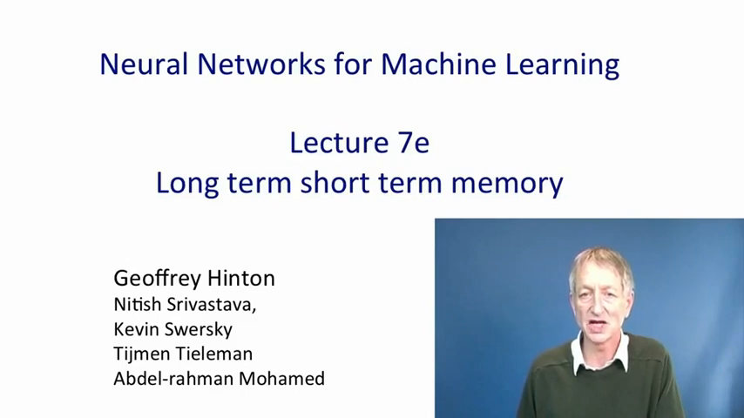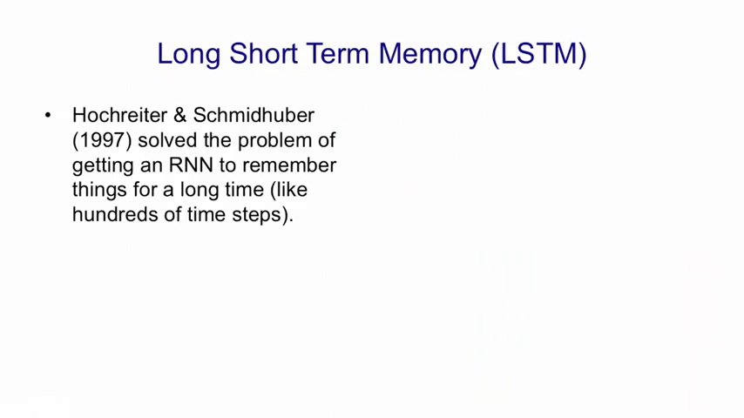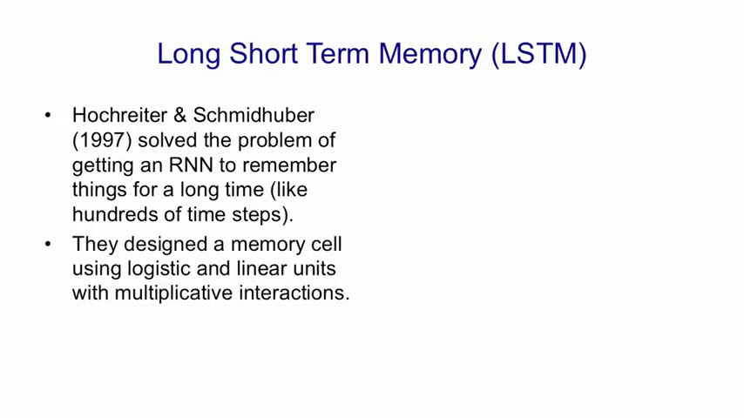with the remembered state. Long short-term memory has been very successful for tasks like recognizing handwriting, where it's won a number of competitions. In 1997, Hochreiter and Schmidhuber published a paper in Neural Computation that solved the problem of getting a recurrent neural network to remember things for a long time. Their recurrent nets could remember things for hundreds of time steps. They did this by designing a memory cell that used logistic and linear units with multiplicative interactions.